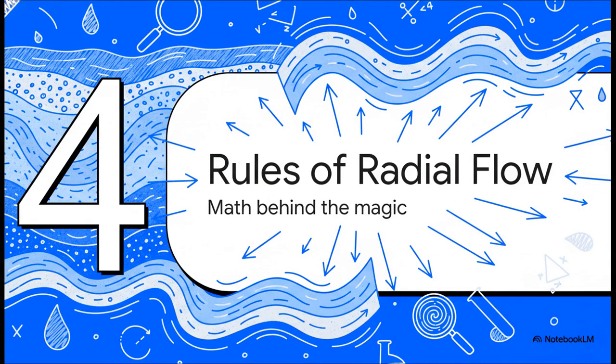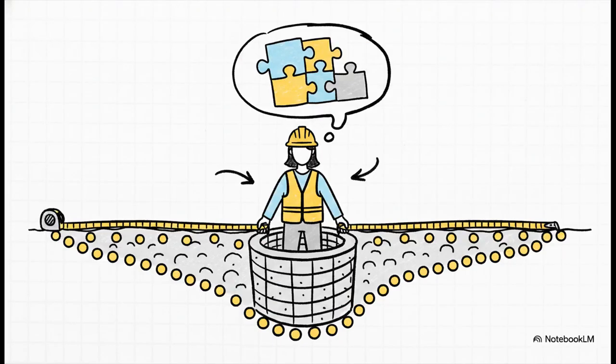Which brings us to Section 4, rules of radial flow. So we understand the physical shape, but how do hydrogeologists actually calculate these invisible forces? Let's talk about the math behind the magic. We're definitely not going to get bogged down in the complex algebra right now, but it's super fascinating to know that engineers use tools like Sichart's formula to estimate that exact radius of influence. By taking the drawdown and multiplying it by the square root of the soil's permeability, they can calculate exactly how far a well's invisible reach extends underground.